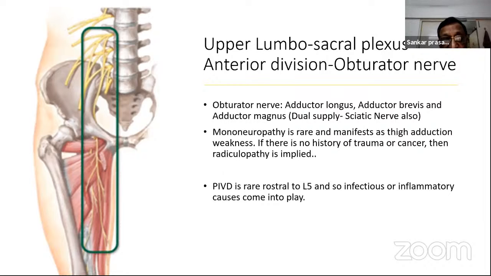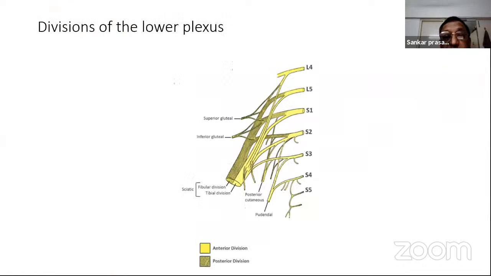In lower limb, remember only three: mononeuropathy, plexopathy, or radiculopathy. If there is a history of trauma or cancer, you consider plexopathy. If not, it is either mononeuropathy or radiculopathy. So PIVD is rare rostral to L5, and so infectious or inflammatory causes come into play. Again I am showing this superior gluteal and inferior gluteal. We'll discuss a lot in the question period.